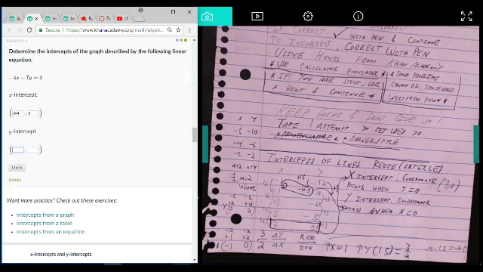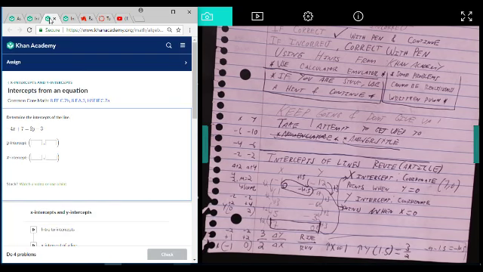And for the y-intercept, that's the value when x is equal to 0. So if x is 0, we can ignore the negative 4x, and we just have 7y equals 3. Divide each side by 7, and y is going to be equal to 3/7. So is that correct? Yes, it is.